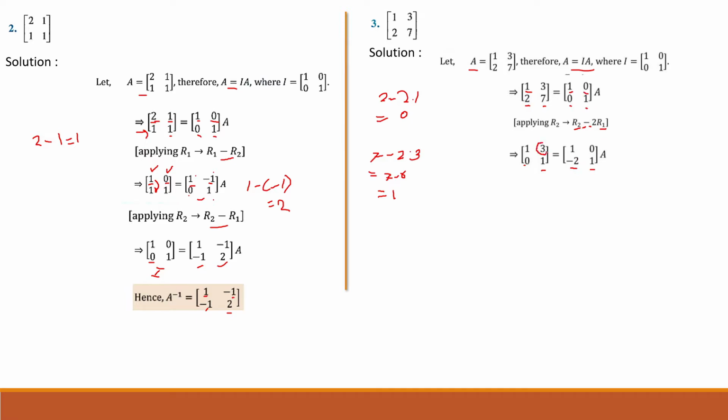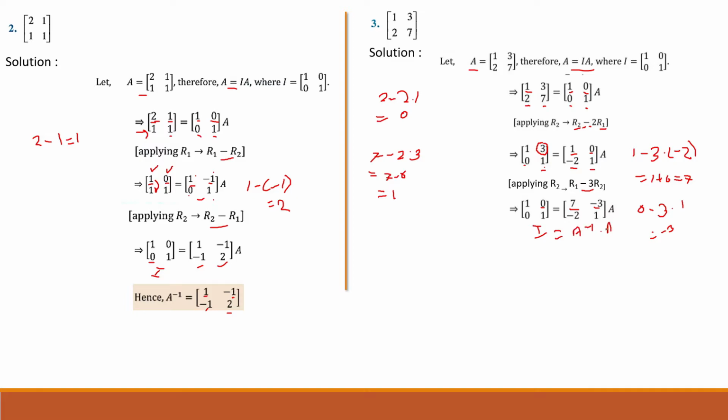Now we have to make this element 0 by using this 1. The operation will be R1 minus 3R2. So this will be 0. And for this matrix, it will be 1 minus 3 into minus 2, which is 1 plus 6, 7, and 0 minus 3 into 1, which is minus 3. So this matrix has transformed into an identity matrix. So hence our A inverse is 7 minus 3 minus 2 and 1. You can pause the video to note this down.